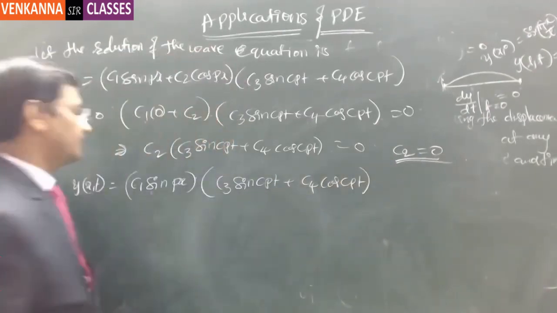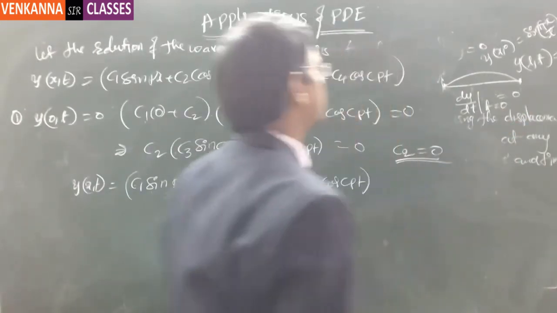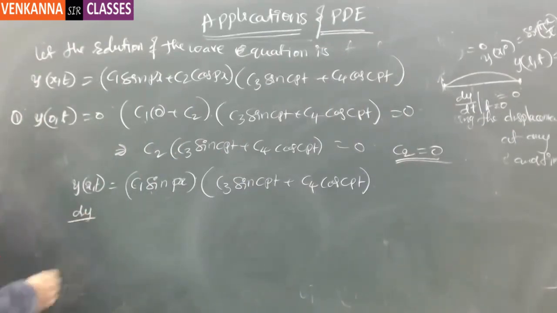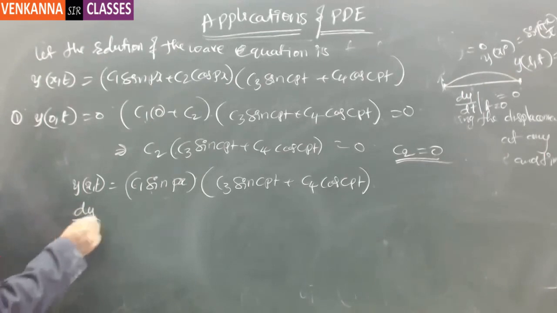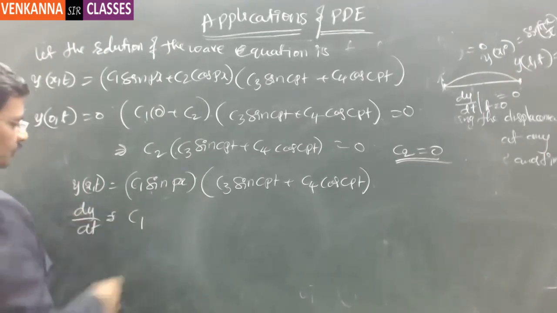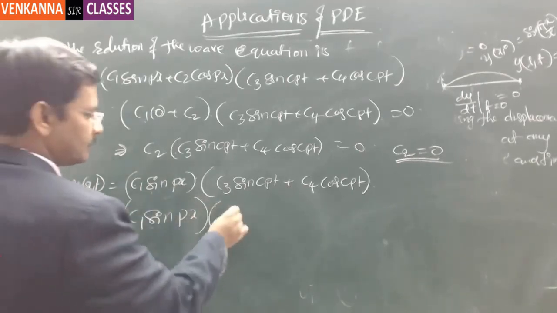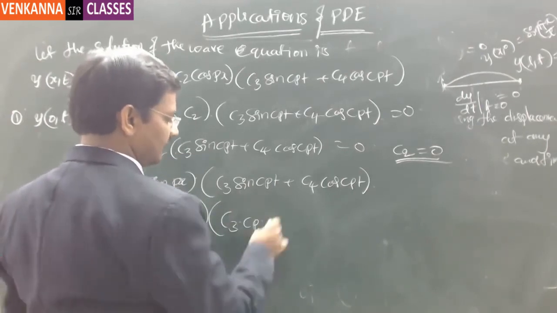So this is the equation, and then another condition is dy by dt at t equal to 0 is 0. So if you take the derivative of this, dy by dt is equal to c1 sin px as it is with respect to time, and then c3 times the derivative of sin cpt, which is cp times cos cpt.